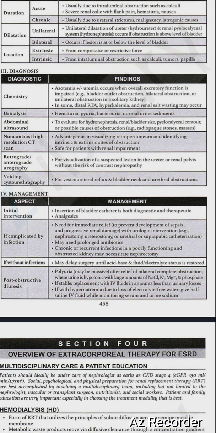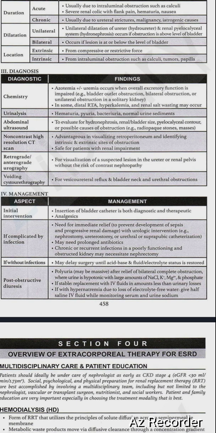Management. Initial intervention: insertion of a bladder catheter is both diagnostic and therapeutic, along with analgesics. If complicated by infection, there is need for immediate relief to prevent the development of sepsis and progressive renal damage with urologic intervention, for example nephrostomy, ureterostomy, or urethral or suprapubic catheterization, and prolonged antibiotics may be needed. Chronic or recurrent infection in a poorly functioning and obstructed kidney may necessitate nephrectomy. If without infection, one may delay the surgery until the acid base, fluid and electrolyte status is restored.